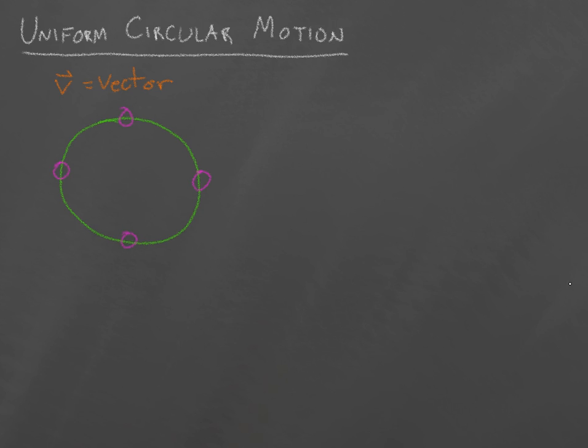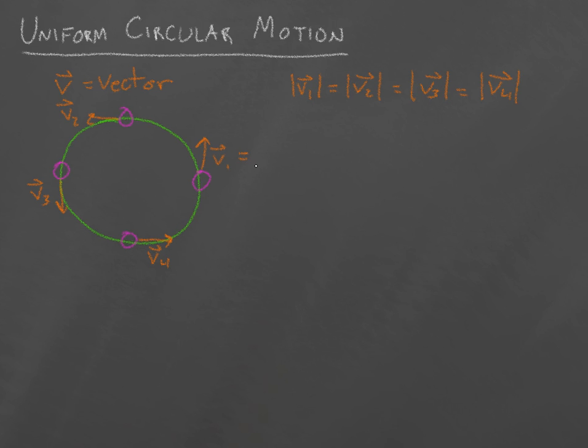So we look at three different times. So we have v1, v2, v3, and v4. And we say it's uniform circular motion if the magnitude of v1 is the same as the magnitude everywhere else on its orbit. So its speed is never changing. The only thing that's changing is its direction, right?